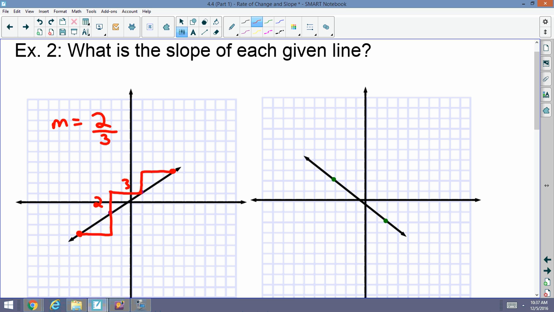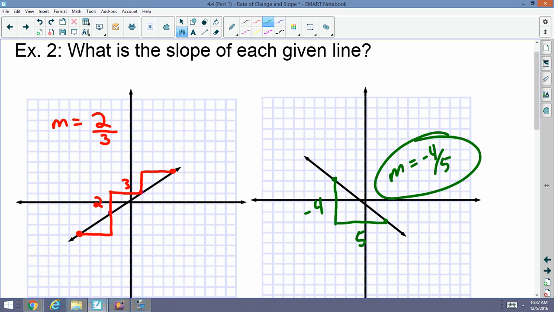Fall would be like this guy right here with the green dots, my brother. Here it's going down and it's negative because I'm going down from left to right. So here I'm going down 1, 2, 3, 4. I went down 4 over 1, 2, 3, 4, 5. So my slope here is negative 4 fifths.